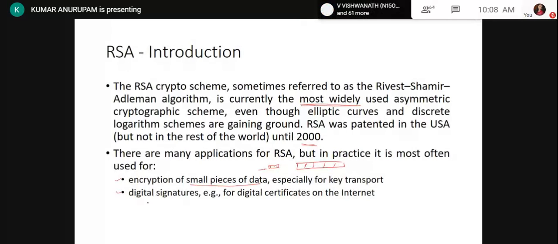Then we can also use it for digital signatures, and for creating digital certificates on the internet. But in today's session, our main discussion is on encryption: how to do encryption using RSA. That's what we'll be learning today. So let us move forward.